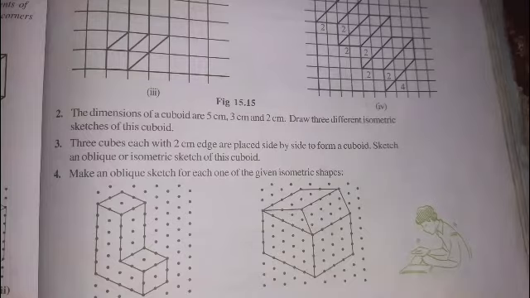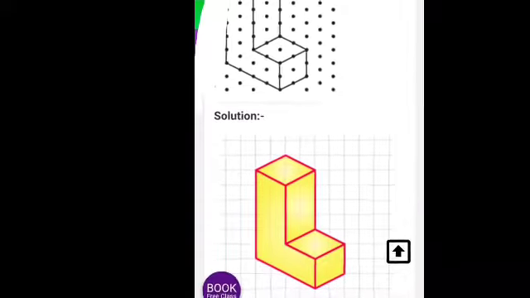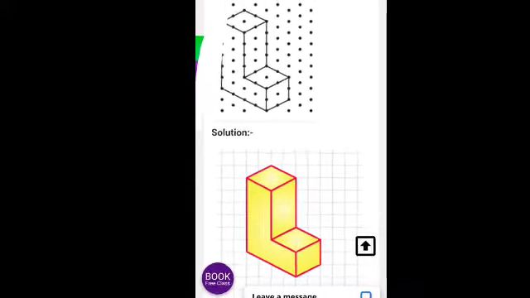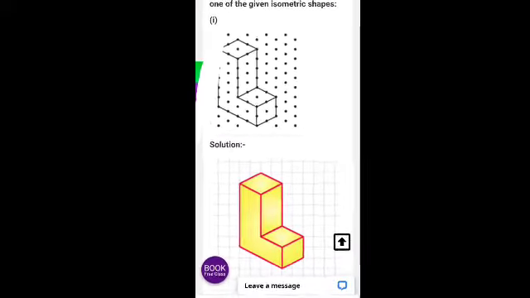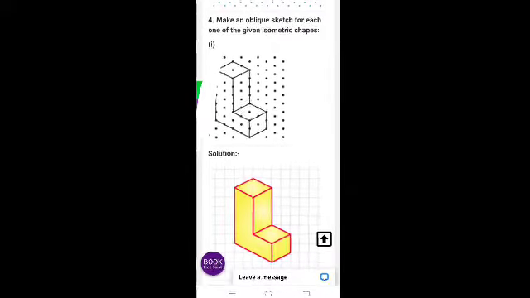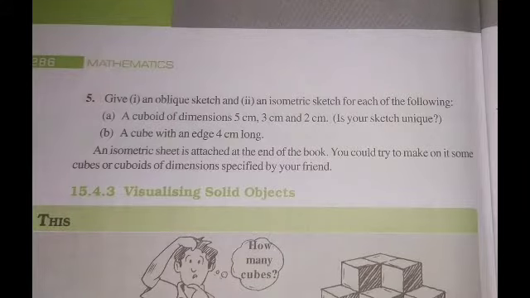Now the next question, the fourth one: make an oblique sketch for each one of the given isometric shapes. Now let us see how to do such. Let us see sum number 4. In that first one, this is how you have to draw the sketch. Let us see sum number 5. Give an oblique sketch and isometric sketch for each of the following.